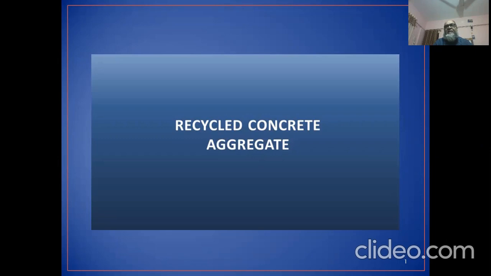There are other materials as well. Some people are replacing with plastic waste. Some people are using fibers. There are many ways. So obviously, for the sake of this course, I'm debating the replacement of aggregate with recycled concrete. So let's start with this topic.